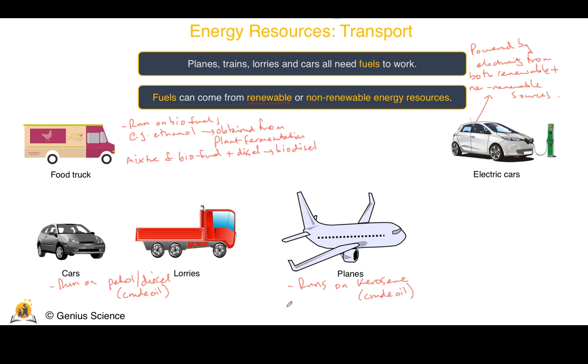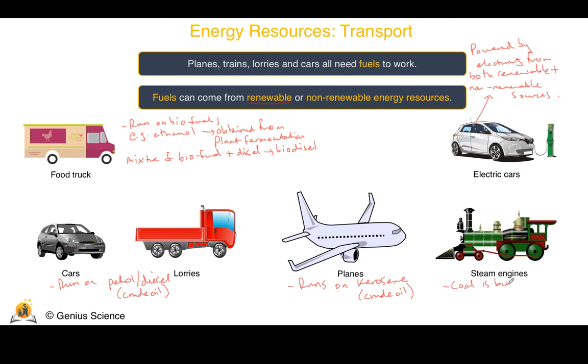Our last example of how energy resources are used in transport is in steam engines. Steam engines run on coal, and this coal is burnt to produce steam, and this steam helps to power the engine. However, it is worth noting that steam engines are a lot rarer than they used to be.